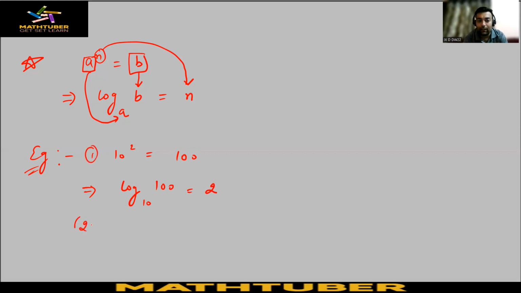Suppose we have another example. Suppose we have 2 raised to power 5 is equal to 32. So you can write down log of 32 with base 2 is equal to 5, right? So this is how we can write any form of a power into the form of logs, right?